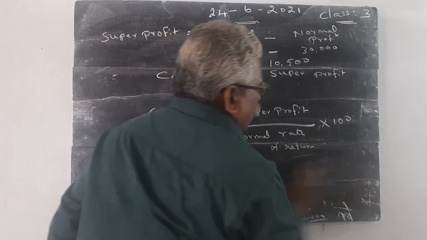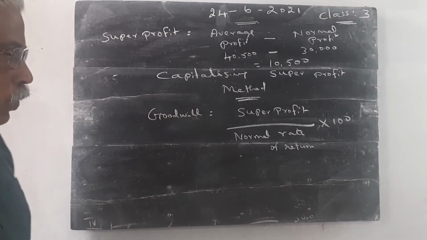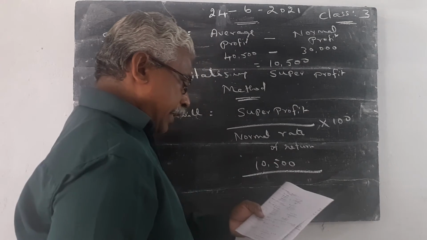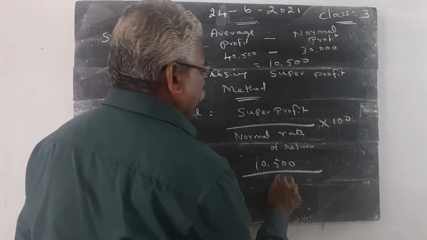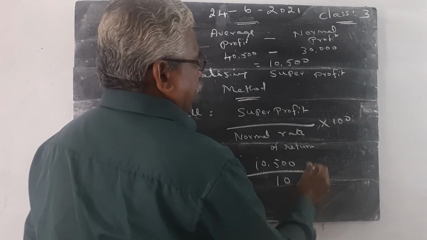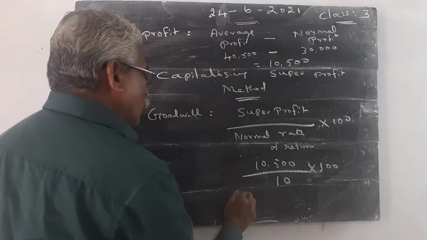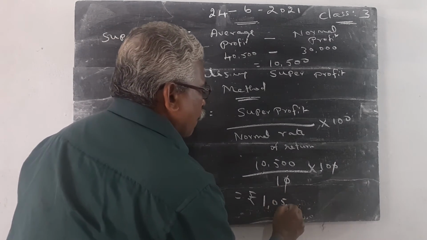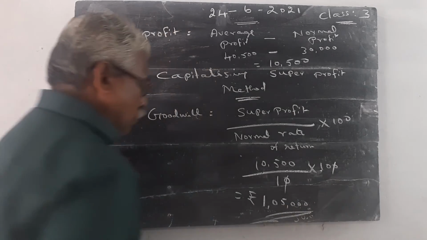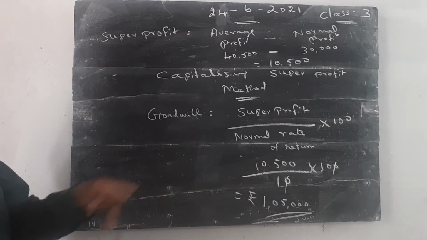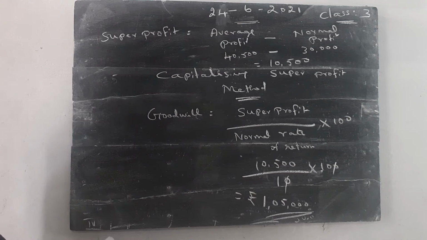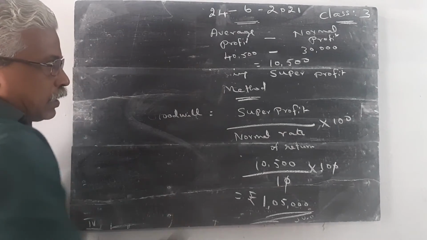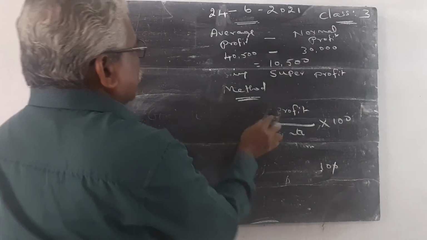Then we calculate goodwill. Goodwill is equal to super profit divided by normal rate of return, 10, into 100. So goodwill is equal to rupees 1,05,000. Goodwill is equal to rupees 1,05,000. Then we have one more problem. Try to complete. Next class onwards, I will take the next chapter.